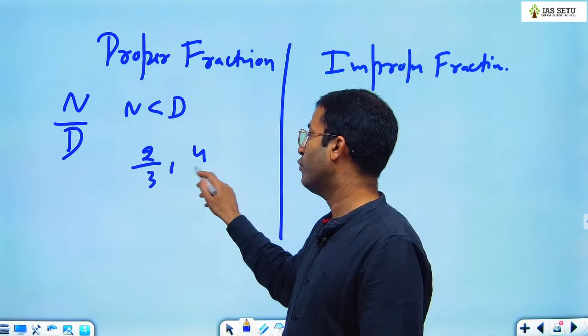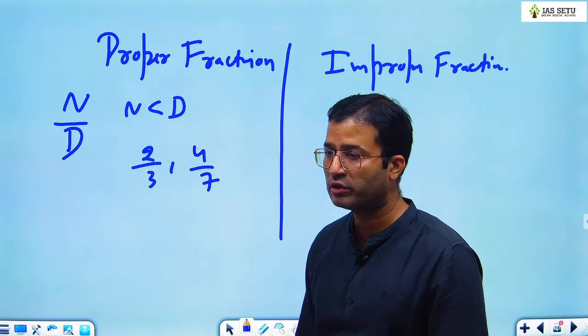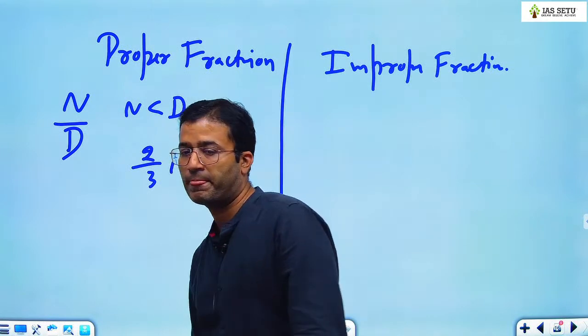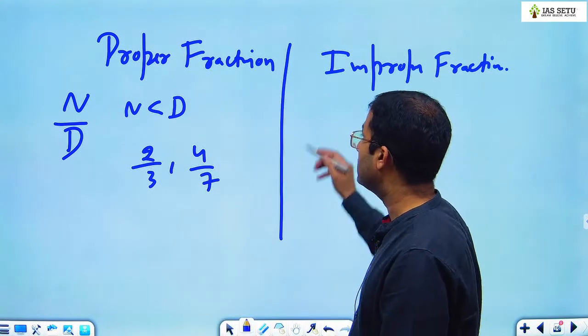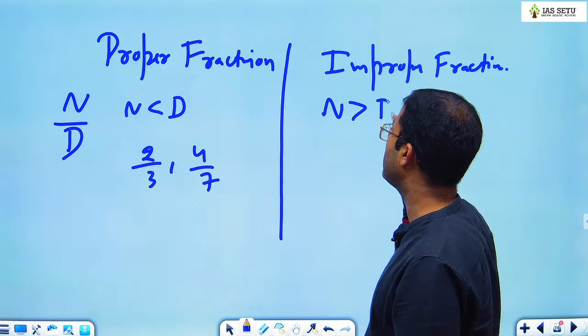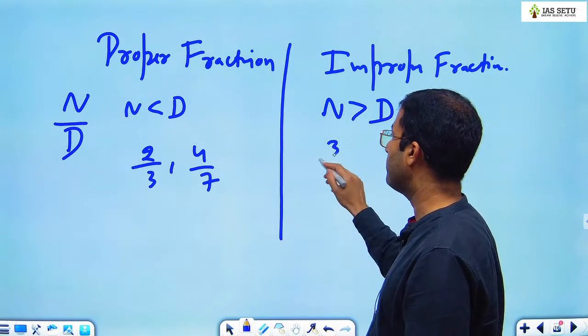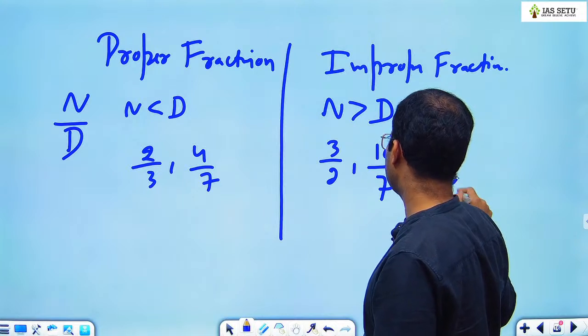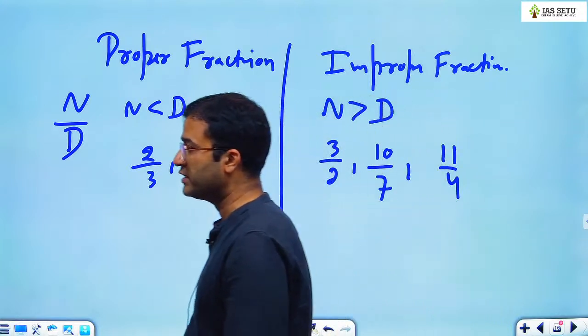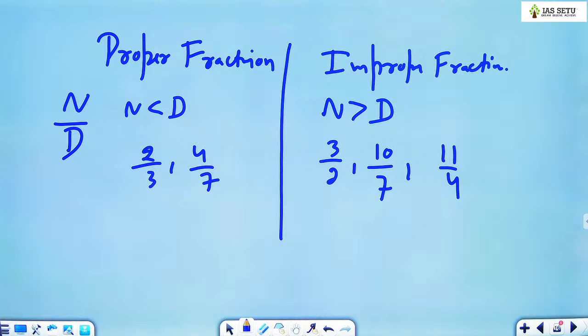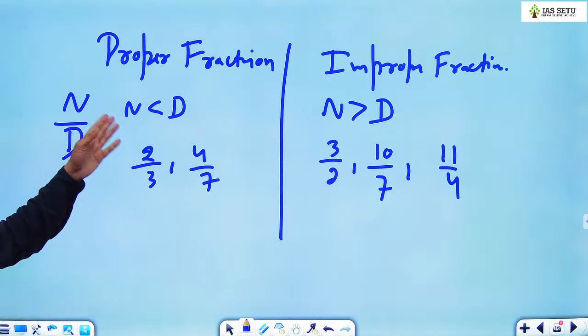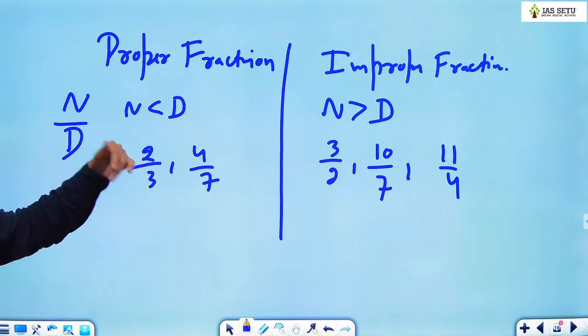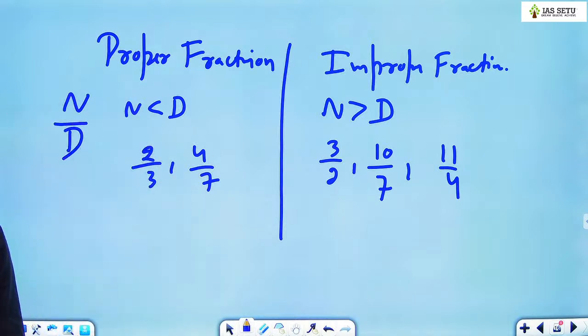2/3, 4/7, all these are proper fractions. Whereas if the numerator is bigger than the denominator, 3/2, 10/7, 11/4, all these are improper fractions. Proper fractions where the numerator is lesser than the denominator, improper fractions where the numerator is greater than the denominator.